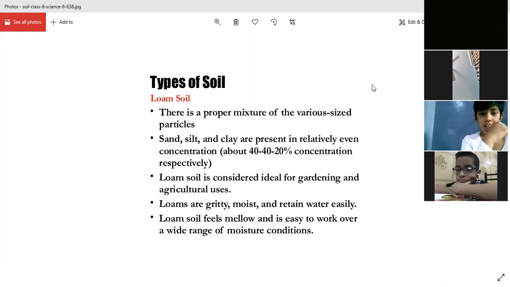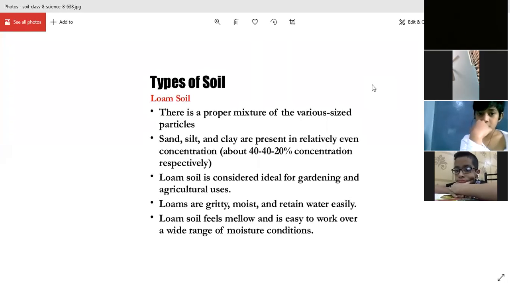Then loams are gritty, moist and retain water easily. ये हल्की सी gritty होती है, यानी कि बहुत स्मूथ नहीं होती. ठीक है ना, it's rough. इसका जो फिजिकल फीचर होते हैं वो रफ होते हैं, आपने पिक्चर में भी देखा होगा. It's moist, बहुत ज्यादा सूखी नहीं होती. ठीक है, and it retains water easily. For example, if you are going to put water into it, it will absorb the water very quickly. तो ये अच्छी होती है इस सेंस में. ठीक है ना, आप इसमें पानी डालोगे तो पानी फटाफट इसके अंदर चला जाएगा.